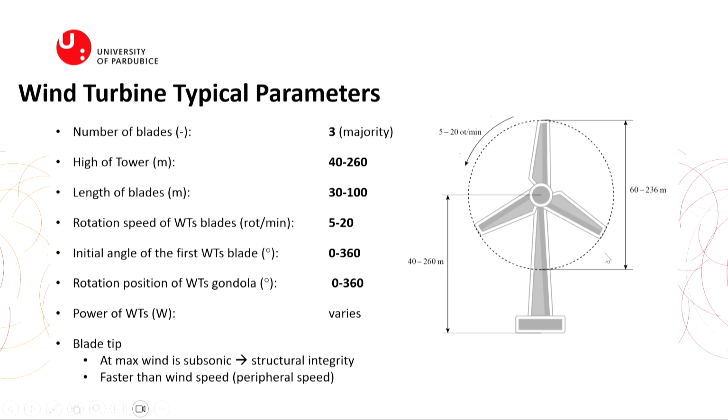And the blade tip, the movement at the end of the blade tip at maximal wind, is subsonic. It will be about 1000 meters per second. So it could sometimes even be faster than wind speed. So this is a really, really big problem. Okay, do you have any questions?